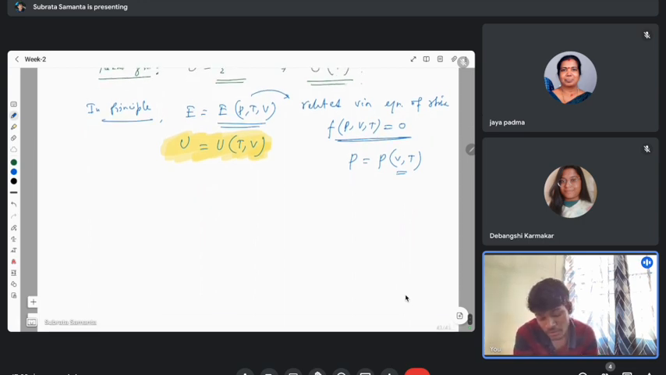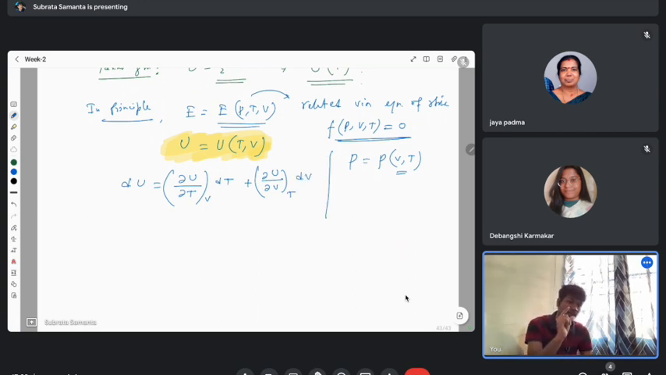Then you recall from your mathematics course that we can write du, the change in U, as del u by del t with respect to the first variable, when the second variable is fixed, dt, plus del u by del v with the first variable fixed, dv. So this is just partial derivatives. That means you can change U, because U is a function of two variables T and V, using the variation of T or using the variation of V.